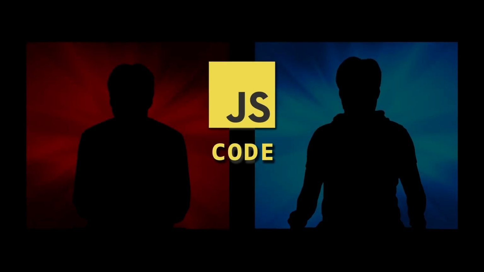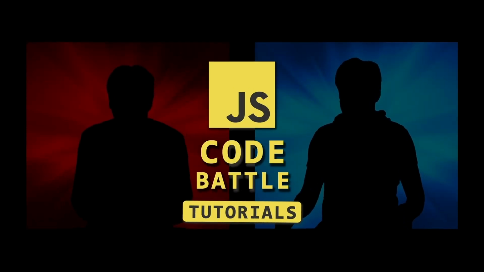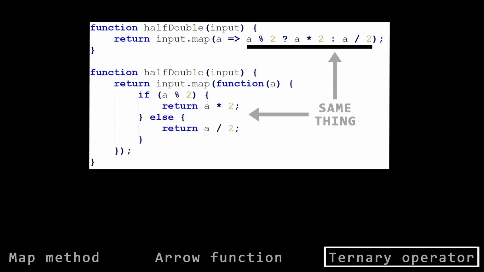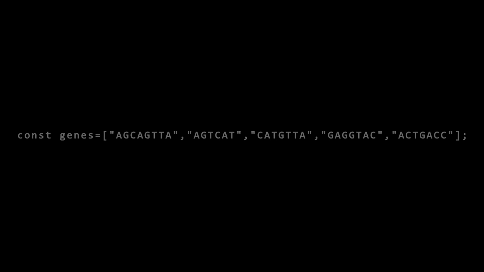Last time on JavaScript code battle tutorials, Leonard won using the array map method, an arrow function, and a ternary operator. Today's task is, given an array of DNA sequences, find those that contain the gene CAT. I like cats. Begin.